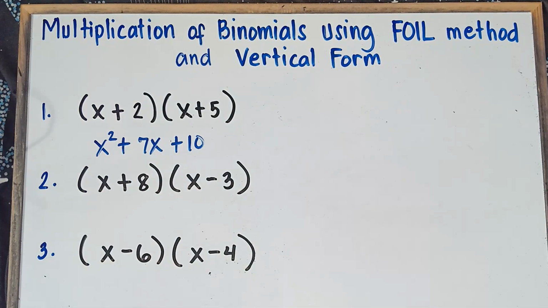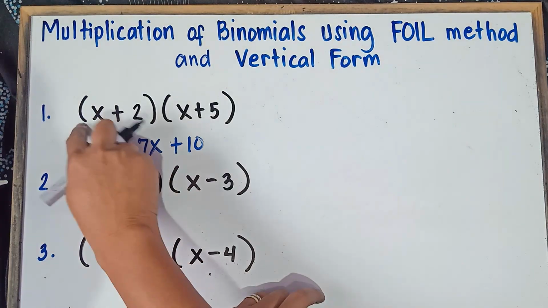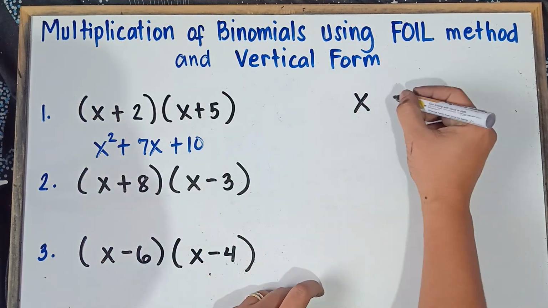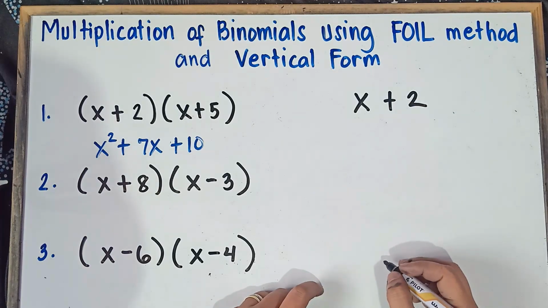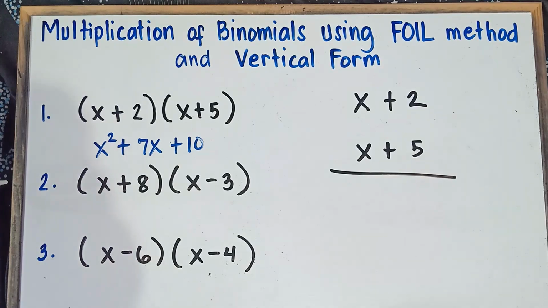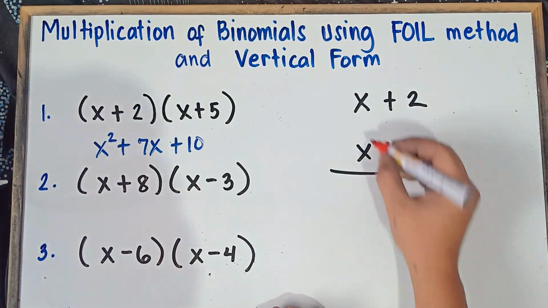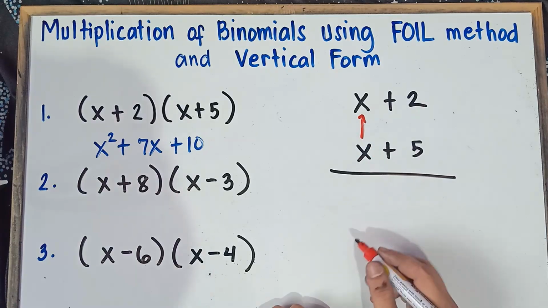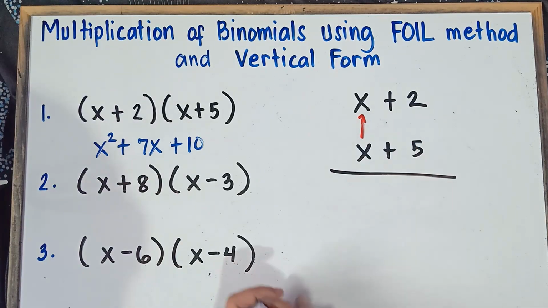Alright, so applying the vertical form. But once again, class, the most commonly used is the FOIL method. But let's explain, class, how to apply the vertical form. So let's multiply x plus 2 multiplied by x plus 5. In vertical form, we multiply x times x, that would be x squared.